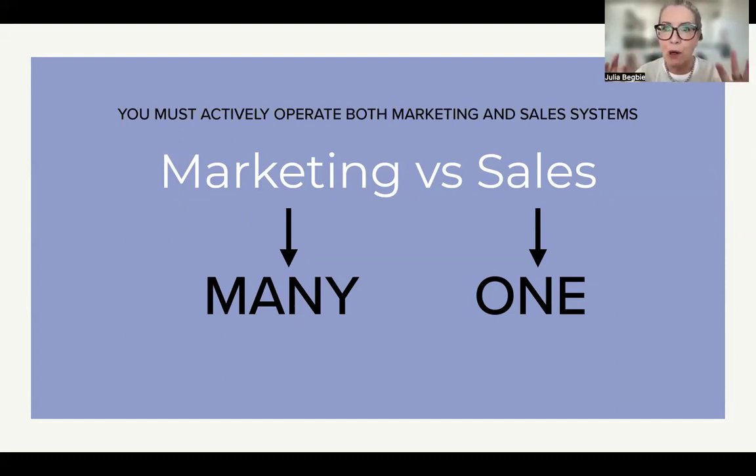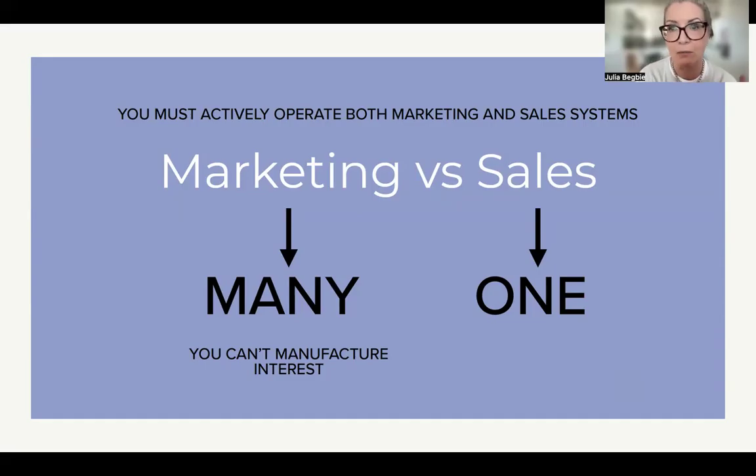We need to have both systems up and running. So we need to have marketing up and running, but by the same token, we have to have our sales systems up and running as well. Next time, we're going to look at what those systems and processes actually are, how you build them in your business.